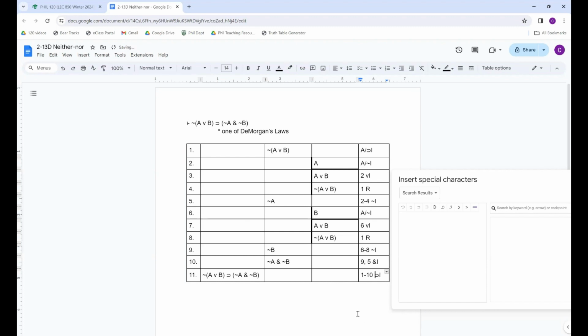And our last step, which I'll probably skip in the video because it's boring, will just be drawing in this scope line. And so this derivation here is complete.